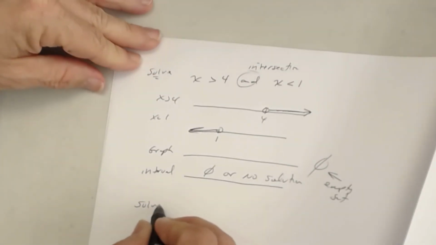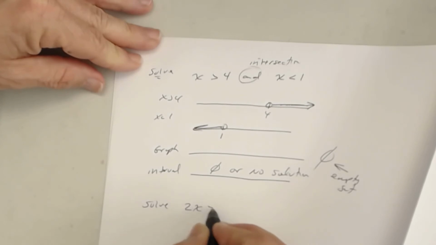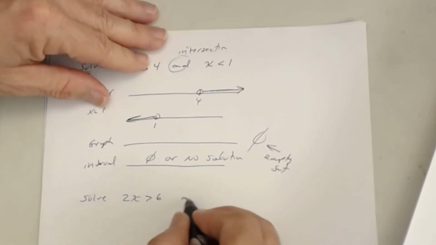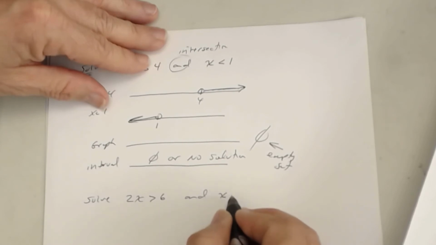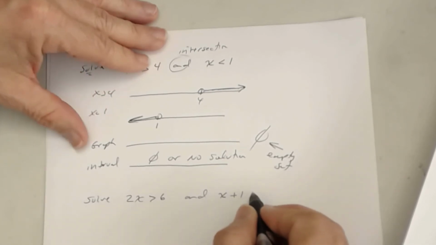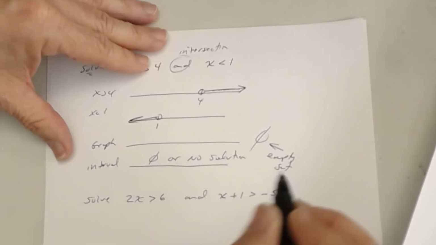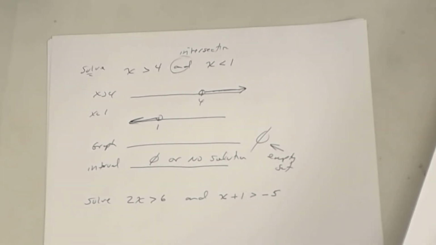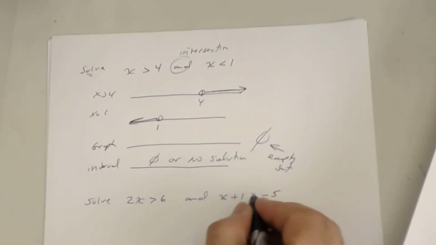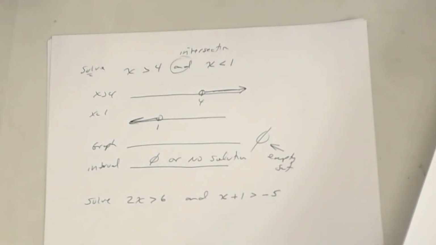All right. Now, remember we did graph each one individually. All right, let's look at this example. So, let's write this one down. Solve 2x is greater than 6 and x plus 1 is greater than negative 5. All right, we're good. 2x is greater than 6, and x plus 1 is greater than negative 5.